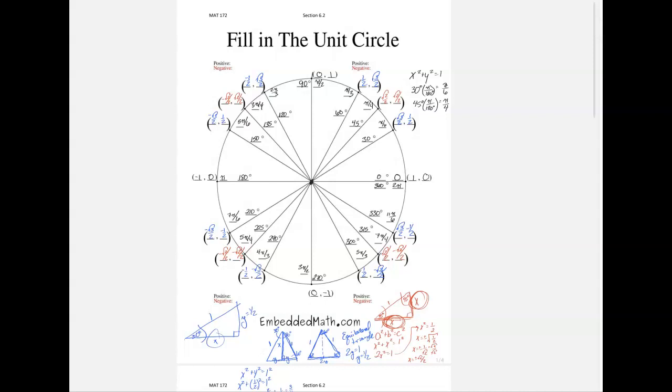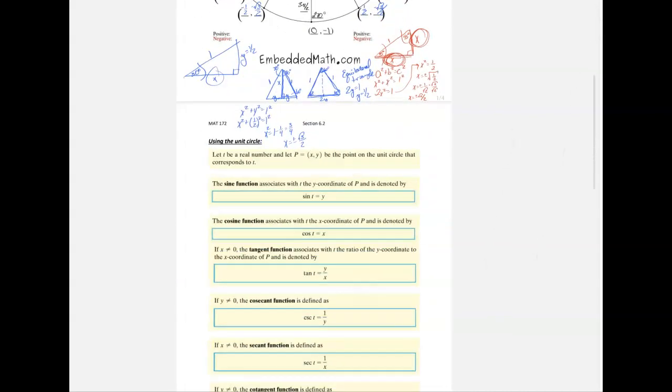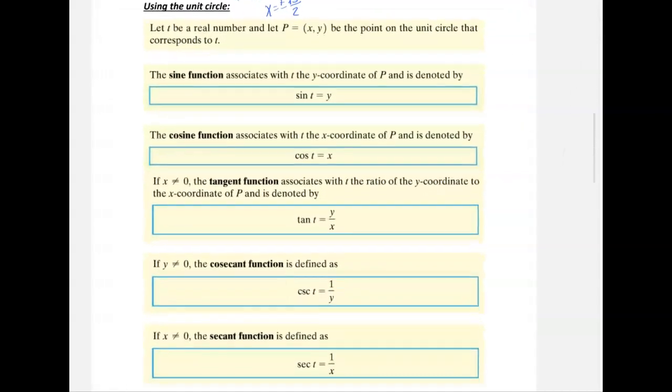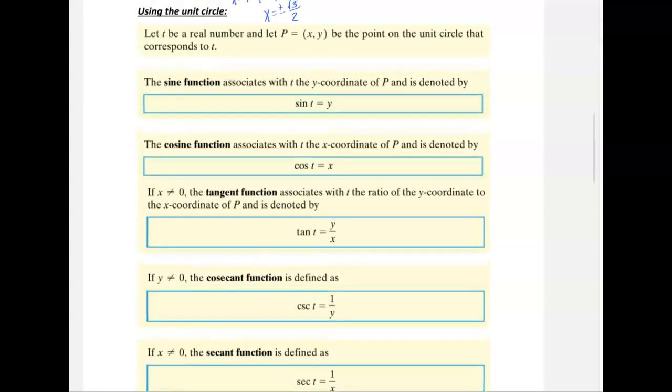So now that we have derived the unit circle, let's talk about the 6 trig functions and then how do we use the unit circle. So when we talk about the unit circle, we're talking about the thing that we just derived, and we're going to talk about P being a point on the unit circle.